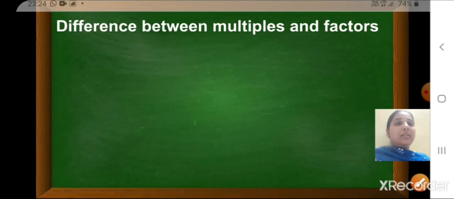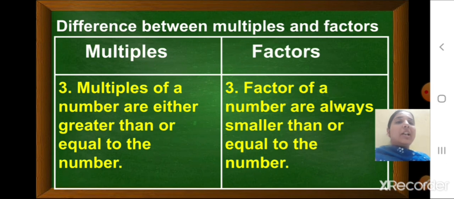Then the third difference is multiples of a number are either greater than or equal to the number. So multiples are always either equal to that number or greater than that number. Whereas factors of a number are always smaller than or equal to the number. So the factor will be always smaller or equal to that number, whereas the multiple will be either equal or more than that given number.